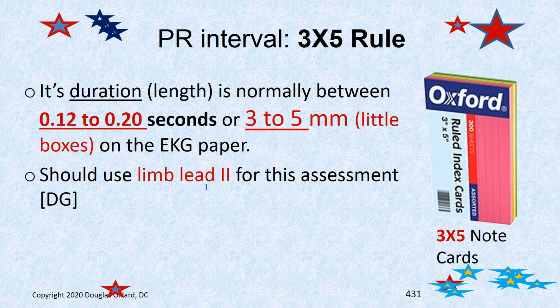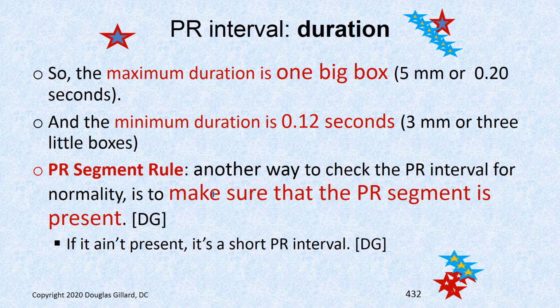What is normal? We have another rule to remember, the 3x5 rule. Its duration is normally between, like a 3x5 note card, 3 to 5 millimeters, or 3 millimeters is the same as 0.12 seconds, up to 0.20 seconds. You should use limb lead 2 for this assessment, by the way. And 0.20 is the same as one big box. So it's normal for it to be about one big box, and it shouldn't be less than 3 little boxes.